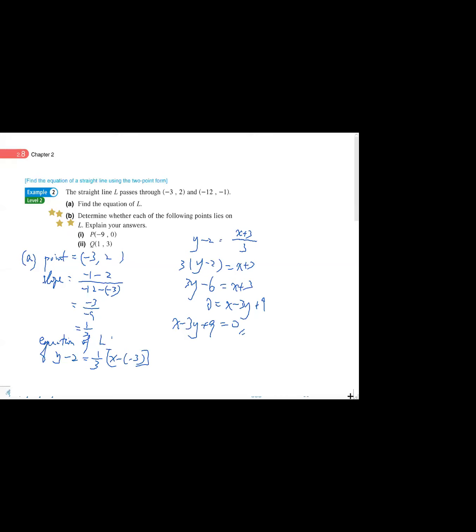This is a yes/no question. So we want to check whether the point is exactly on the straight line or not on the straight line.